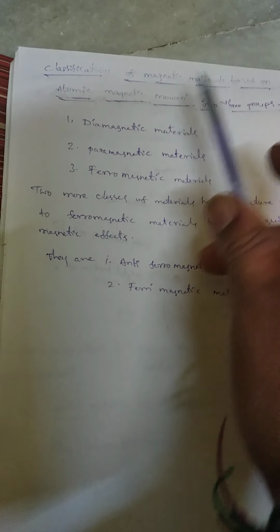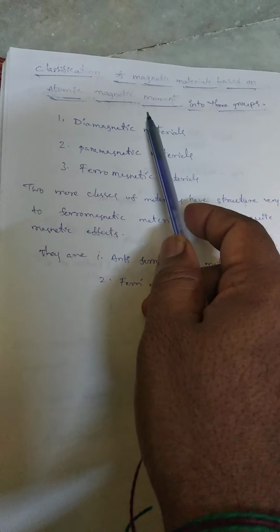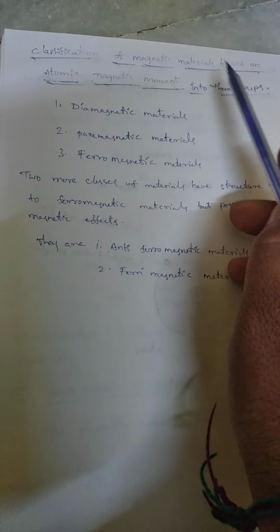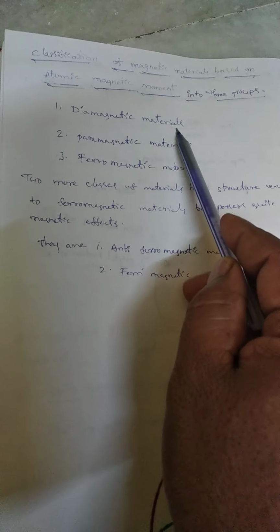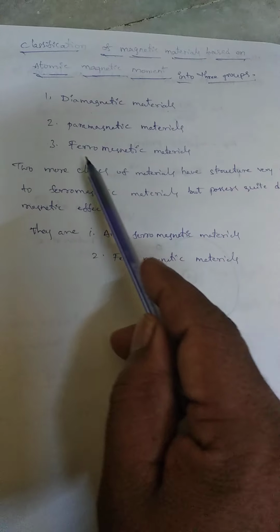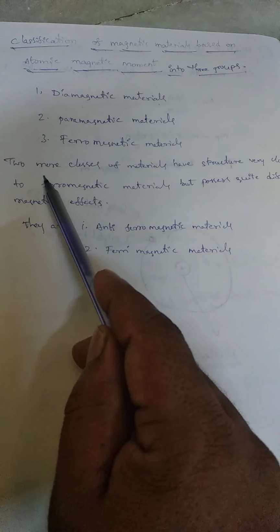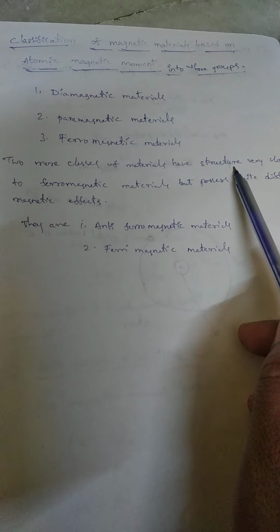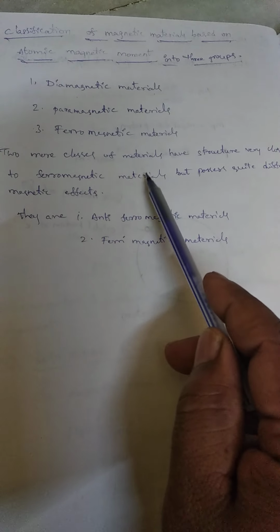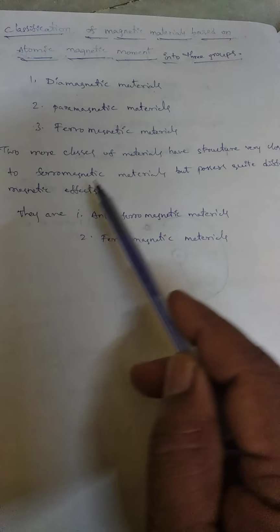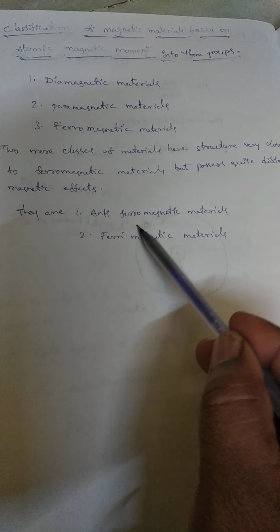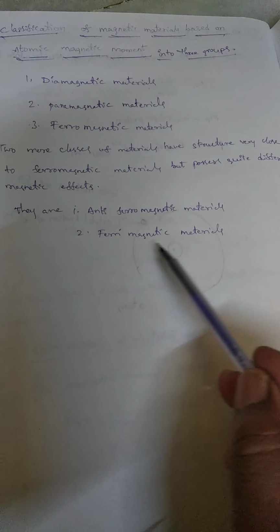Classification of magnetic materials based on atomic magnetic moment into three groups. They are diamagnetic materials, paramagnetic materials, and ferromagnetic materials. Two more classes of materials have structure very close to ferromagnetic material but possess quite different magnetic effects. They are antiferromagnetic materials and ferrimagnetic materials.